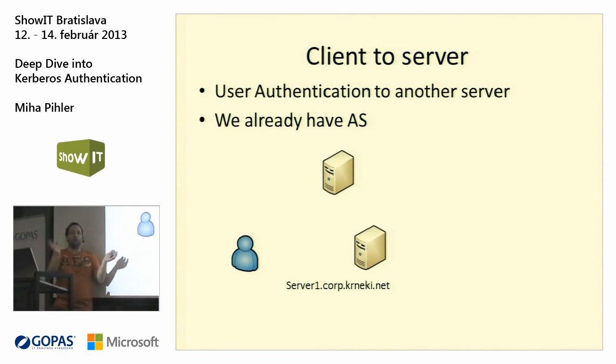I'm now logged on. I got all the group policies. I was able to connect to the DC. I have all the information that I needed. Now I want to talk to another server. Let's say this is file server, server 1.